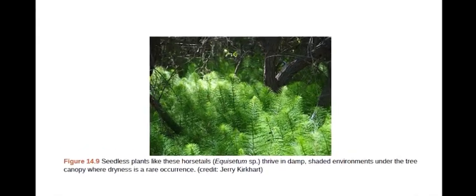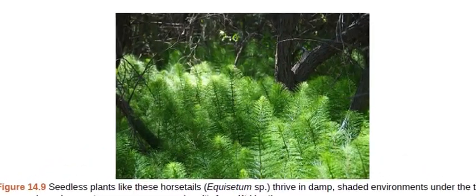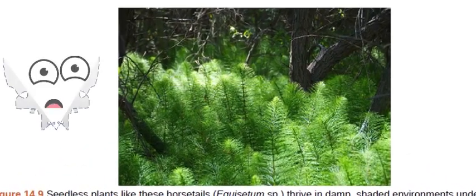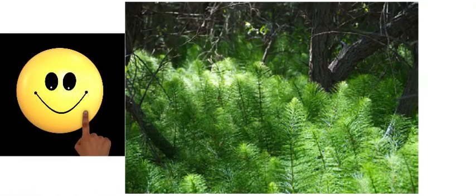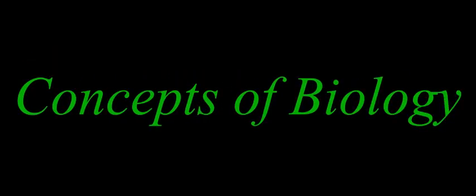Figure 14.9. Seedless plants like these horsetails, Equisetum species, thrive in damp, shaded environments under the tree canopy where dryness is a rare occurrence. Welcome back to Concepts of Biology. We'll continue to read section 14.2, Bryophytes.